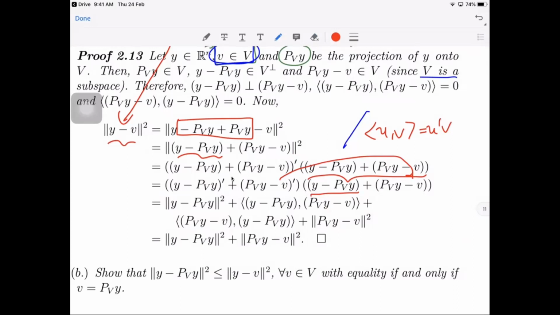Now, we have shown earlier na this part and this part is equal to 0. Ngano gani? Orthogonal na silang duha. So ang inner product nila is 0 by definition of orthogonality. This is just 0. This is 0. So what remains is this one.